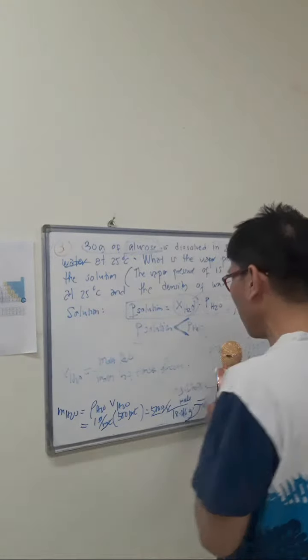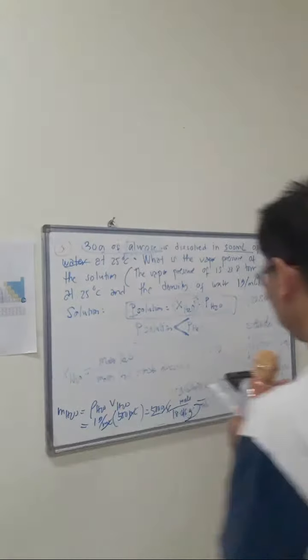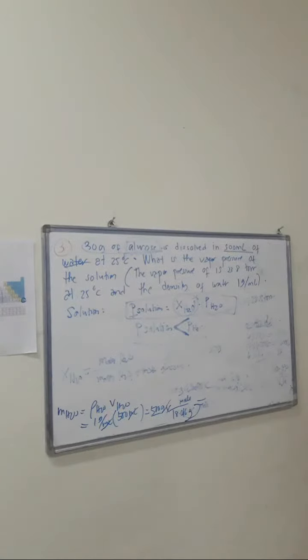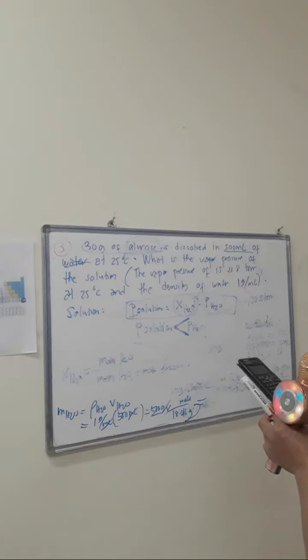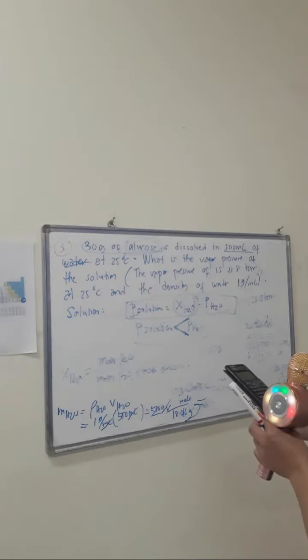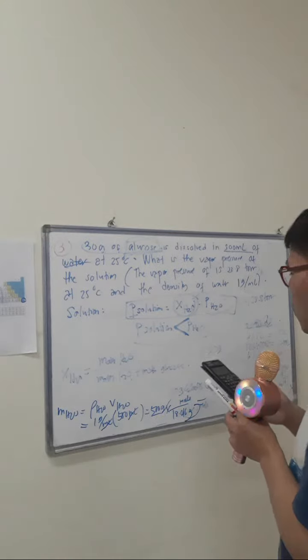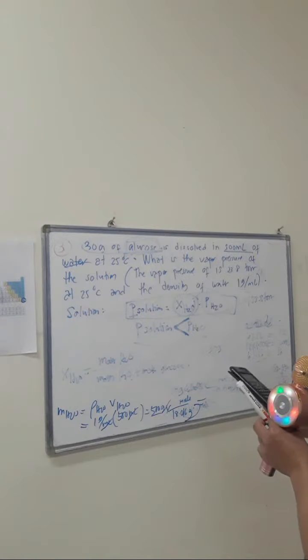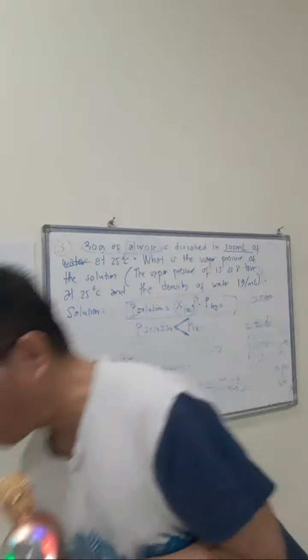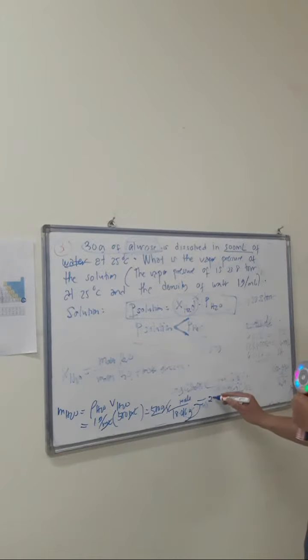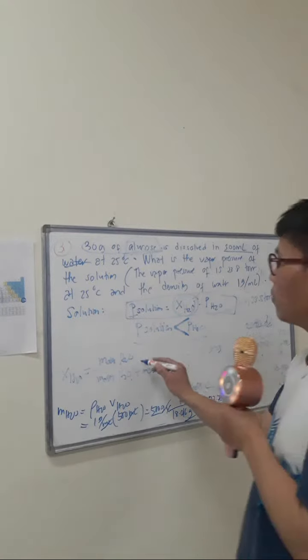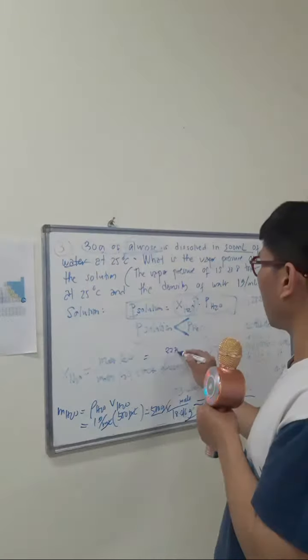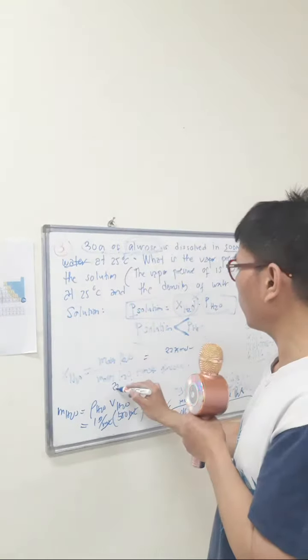Okay, we have 500 divided by 18.016. 500 grams divided by 18.016 is equal to 27.75 moles. 27.75 moles of water. So substitute that here: moles of water is 27.75 moles.